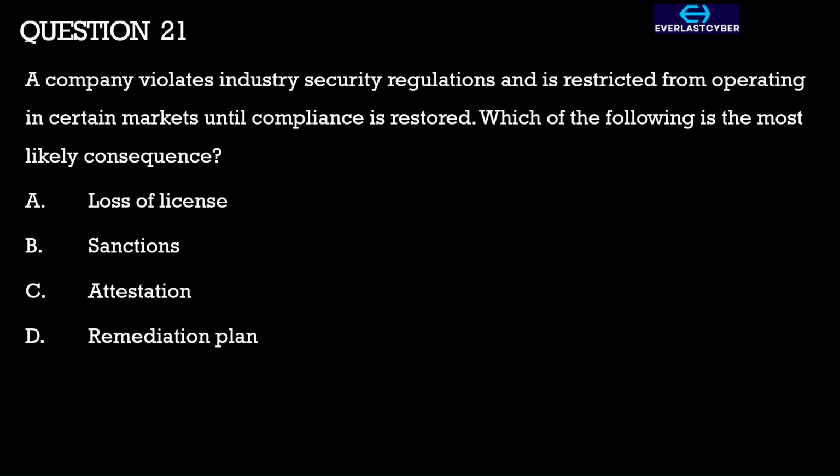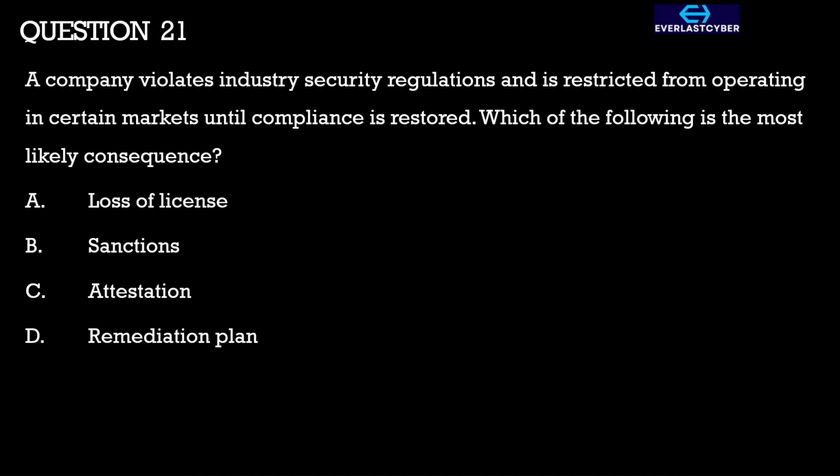Question 21. A company violates industry security regulations and is restricted from operating in certain markets until compliance is restored. Which of the following is the most likely consequence? A. Loss of license. B. Sanctions. C. Attestation. D. Remediation plan.